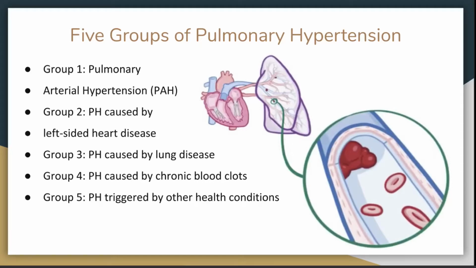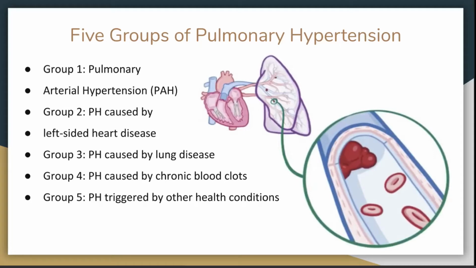Genetics cause it to be passed on to one's children. The third subgroup is where it is drug or toxin induced, usually caused by methamphetamines, cocaine, or fen-phen. The fourth subgroup is when it's associated with other systemic diseases, such as connective tissue disorders, lupus, HIV infections, and congenital heart disease. The second group in pulmonary hypertension is where it is caused by left-sided heart disease.